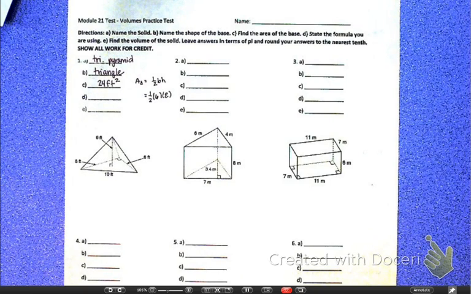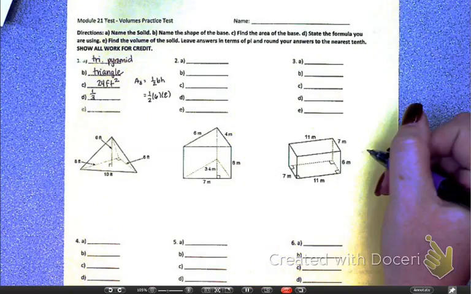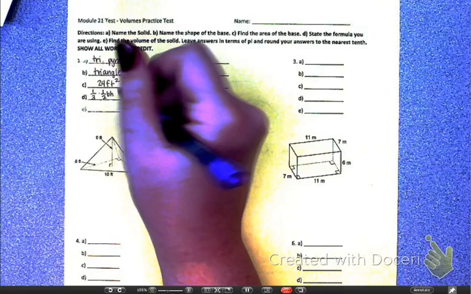Part D, you are writing the volume formula. So which formula do you use? Because it's a pyramid, it's 1/3. And then it's a triangular base, so it's 1/2 base times height. And then the height of the whole thing.